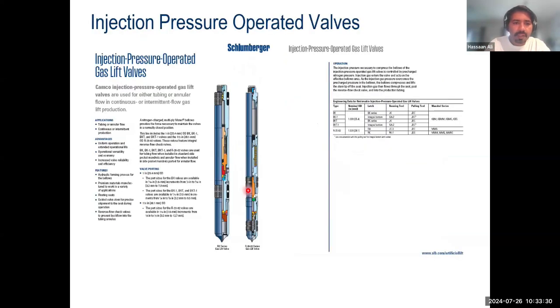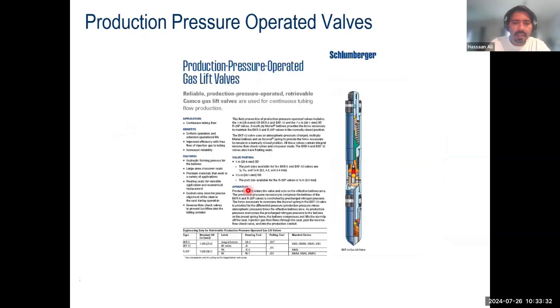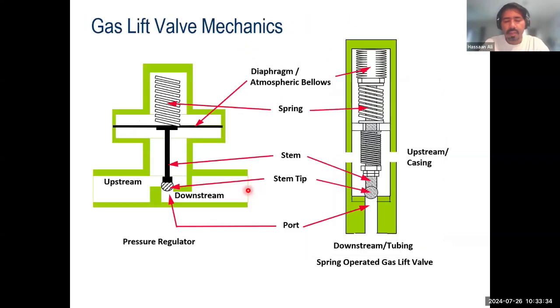Injection pressure operated valves are primarily unloading valves. Talking about the injection pressure operated valves, this is a simplistic construction of a spring operated gas lift valve, or a loading valve or unloading valve. There is a stem, there is a tip. What actually happens is that the gas will come over here. It will act on this surface over here, which is directly below a bellows and a spring assembly.